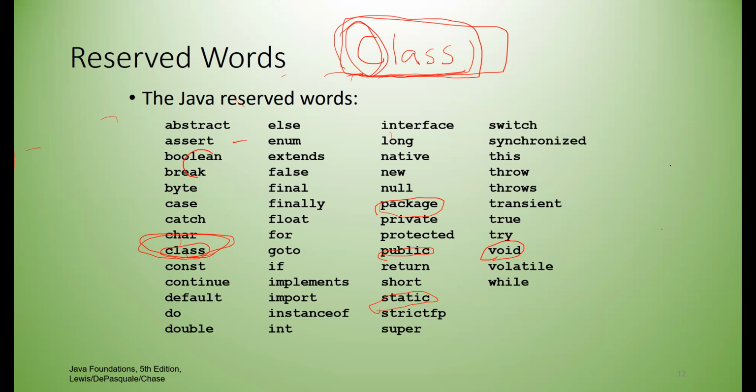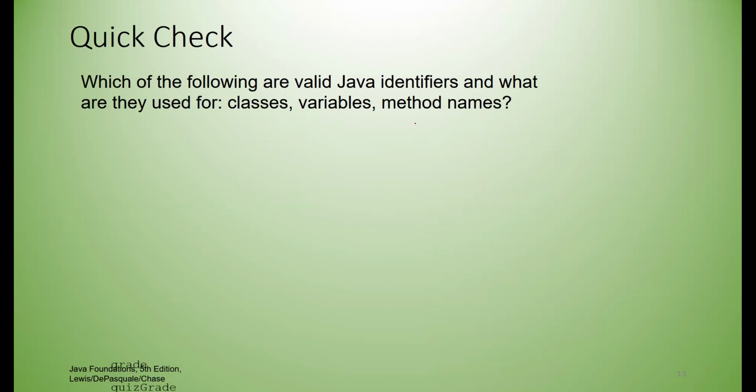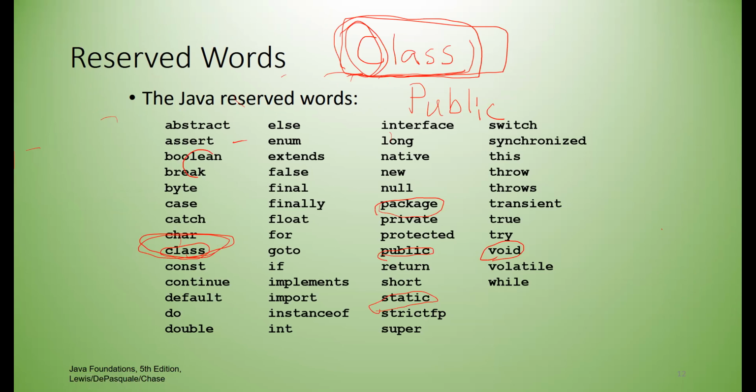Okay, let me ask you this. Is this a reserved word? No. Why not? Was it the capitalization? Yes, very good, because of the capitalization here. This is not a reserved word because reserved words are lowercase. And that tells you that Java is case sensitive, everybody. It's case sensitive. That's very important to remember.